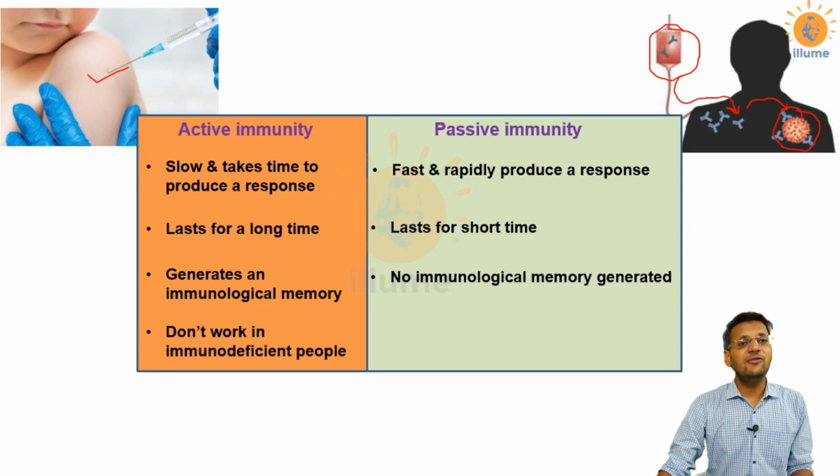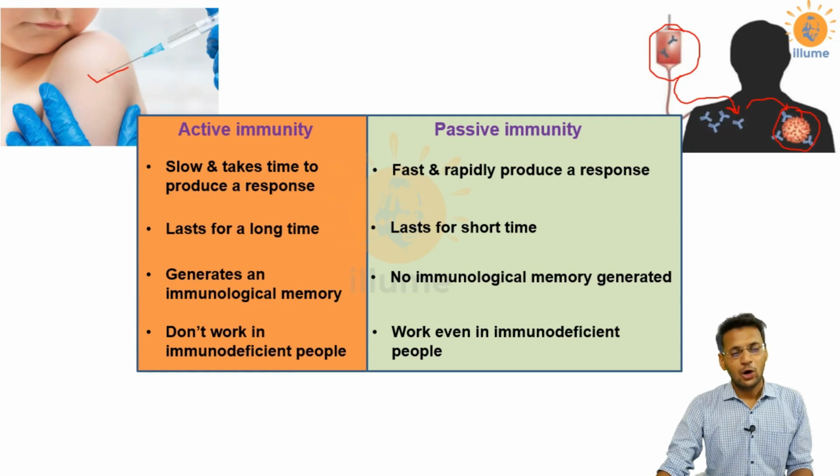And active immunity will not work in immunodeficient people. What are immunodeficient people? The people in whom the immune system is not working properly. And the best example is the AIDS patient or the HIV patients. As we know, the HIV virus acts directly against the immune system. So in such cases, the immune system is not working properly, so active immunity won't work properly. But in such cases, passive immunity has a very helping role.